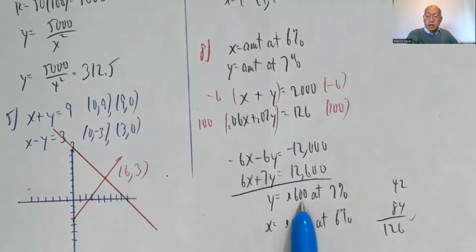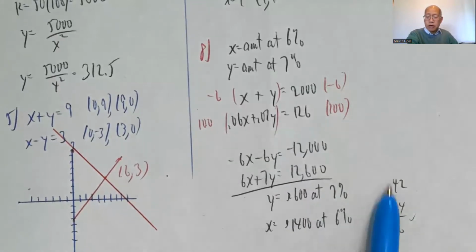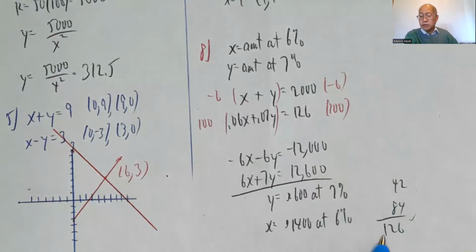Okay, and a double check. 7% of 600 is 42. 6% of 1,400 is 84. If you add them up, you do indeed get $126 of interest, as was required by the problem.